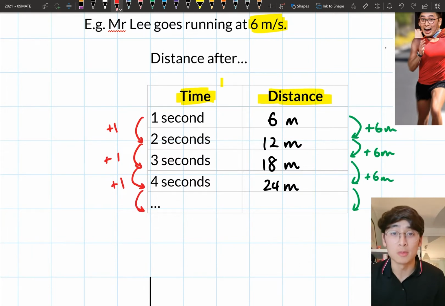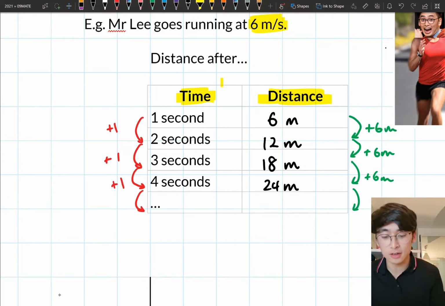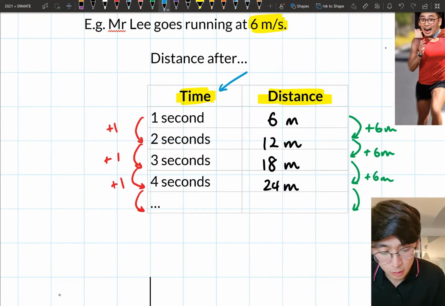Now, humans don't keep a regular pace. Unfortunately, we don't maintain regular paces forever. We get tired and fatigued, but this is just for this example here. Now, this is an example of direct proportion. These two variables, time is changing and distance is changing. So these are my two variables.